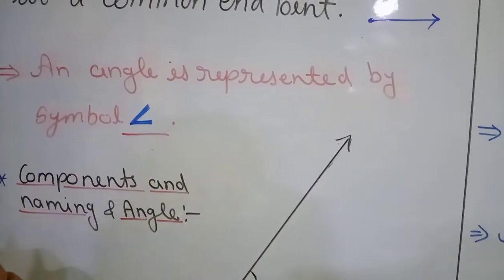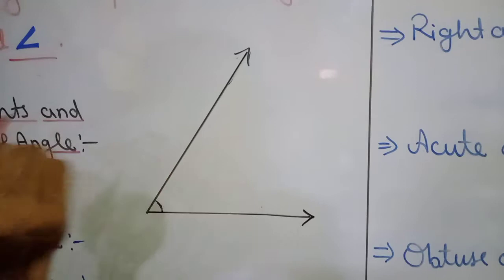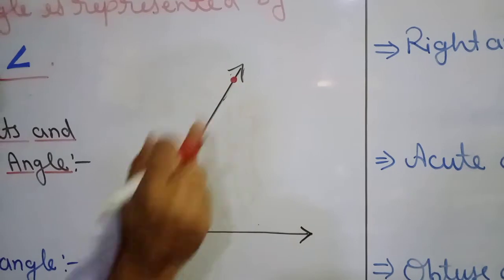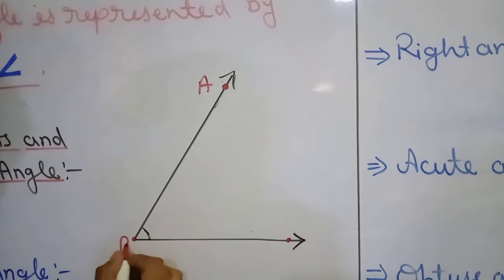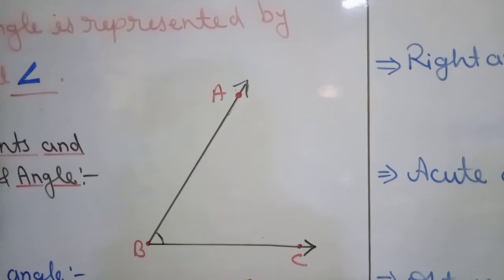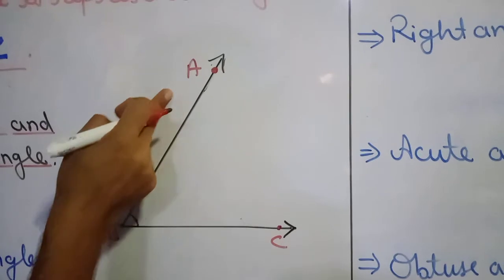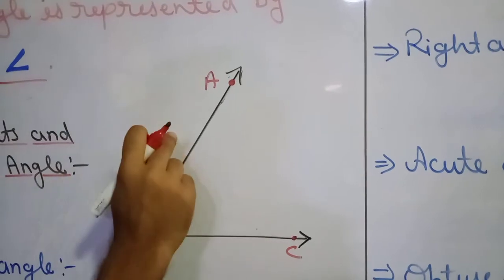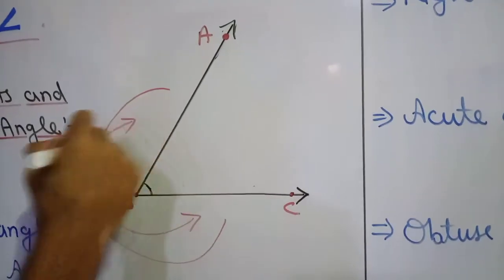This is the symbol of an angle. You can see here we have an angle. First we are going to give the name. How are we going to give the name? We have three points: one here, the common endpoint, and one here. A, B, C. We can use any capital alphabet letters to write the name of an angle, and we can read the name of the angle clockwise or anti-clockwise. Means we can read this way also or this way also.